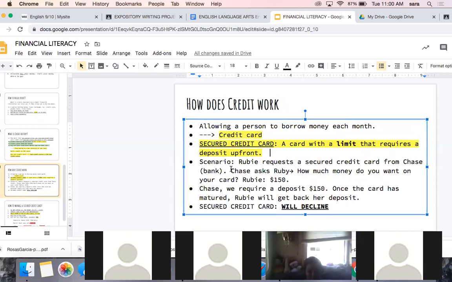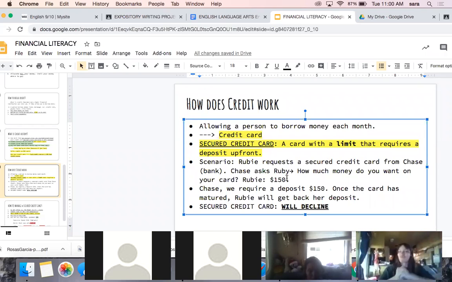So let's put another scenario, right? Ruby goes to Chase for a credit card. Chase asks Ruby, how much do you want on your secured credit card? And she says, oh, just $150. Now, what this card means is when she goes to the store and spends more than $150, her card will decline. And that's only because it's a secured card, okay?